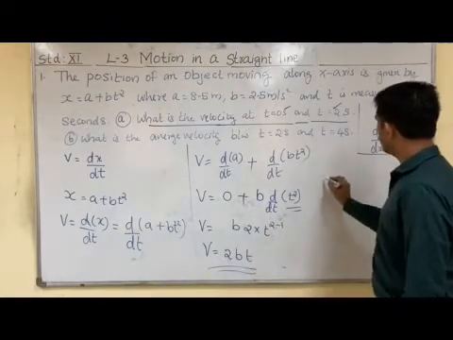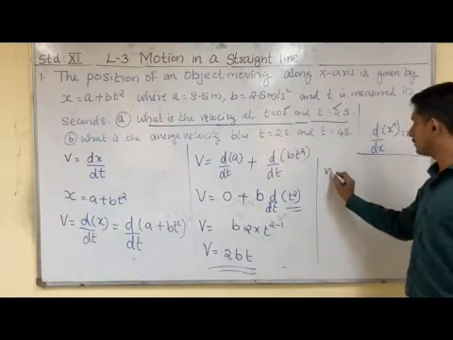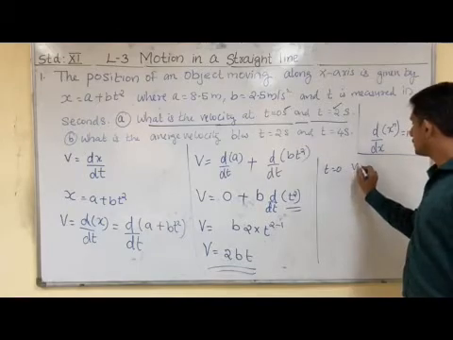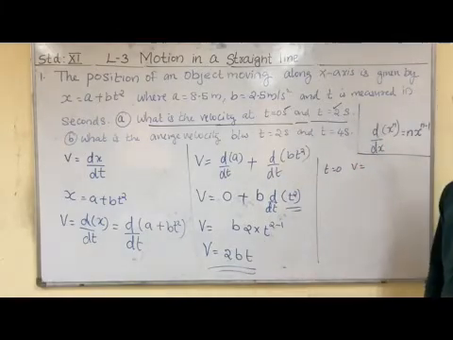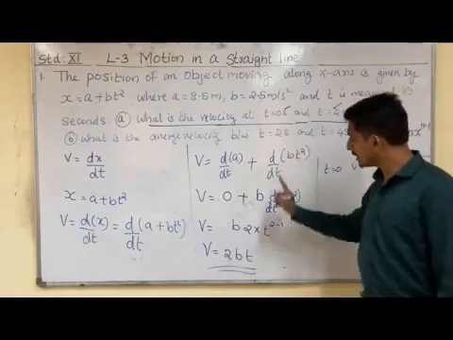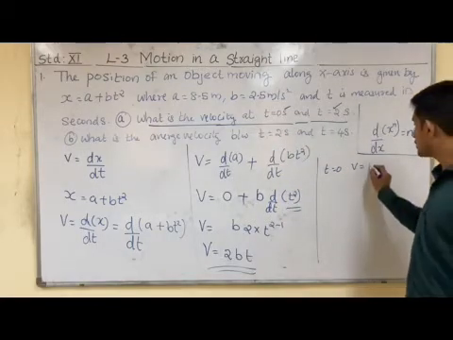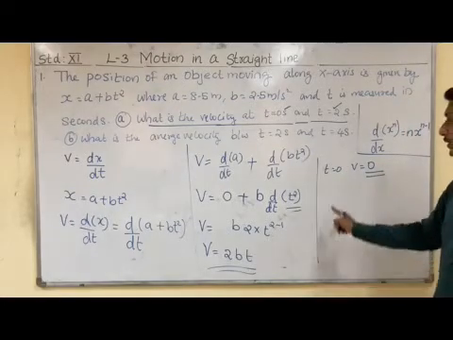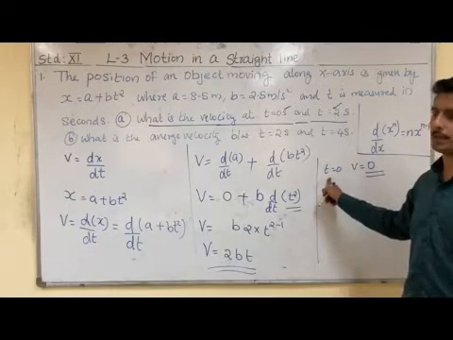Now we are going to calculate the velocity at t is equal to 0. Velocity is v is equal to 2bt. If we substitute t as 0 here, that is our instantaneous velocity only, so the velocity is 0. So we got the equation for the velocity of an object at a particular instant of time.